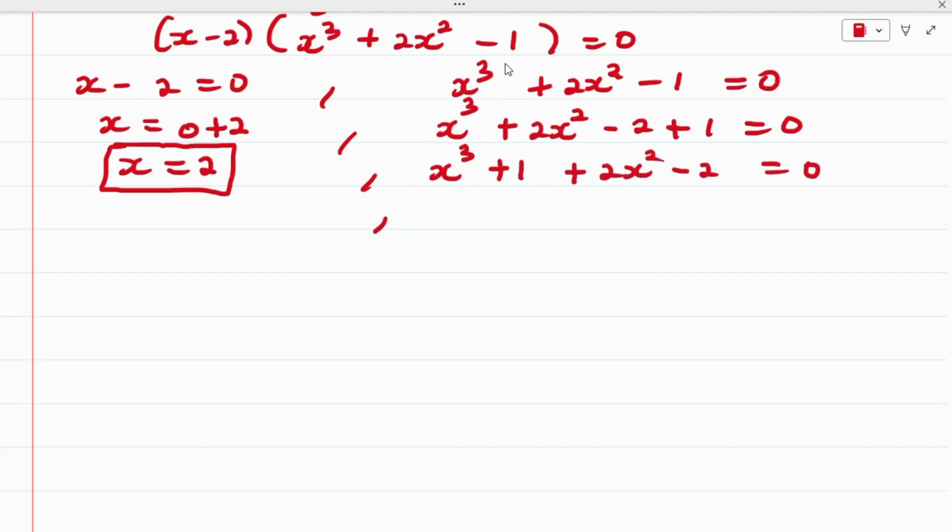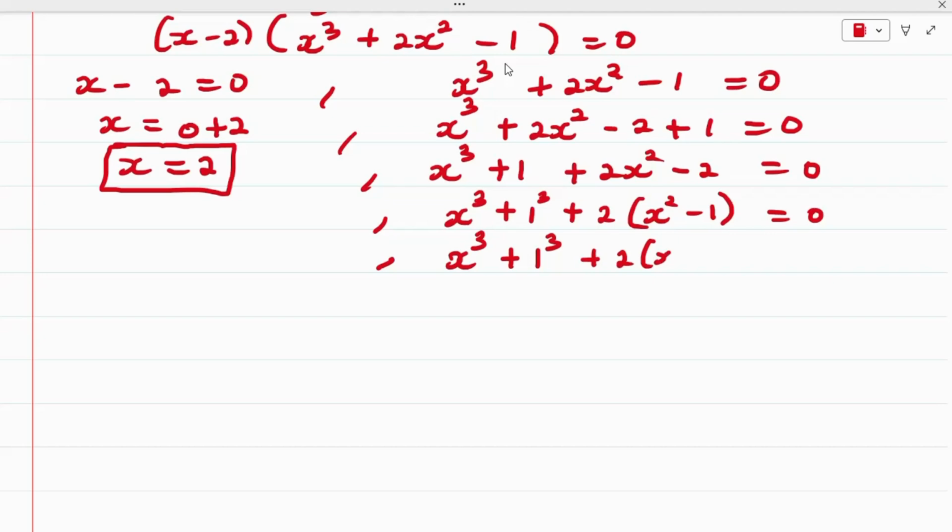So from here we have x raised to the power of 3 plus, now we can easily express 1 to be 1 raised to the power of 3. So from here we can easily factor out 2. If you factor out 2, we have x squared minus 1, and this is equal to 0. So we have x raised to the power of 3 plus 1 raised to the power of 3 plus 2 into (x squared minus 1 squared), since 1 is the same thing as 1 squared, and this is equal to 0.